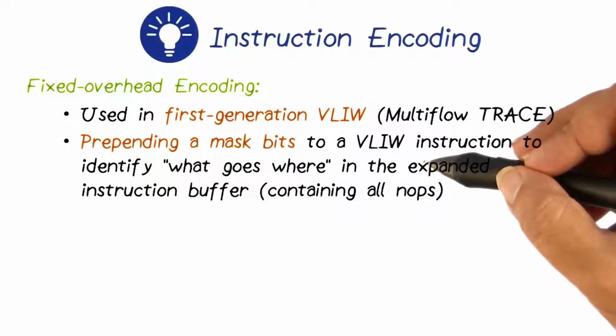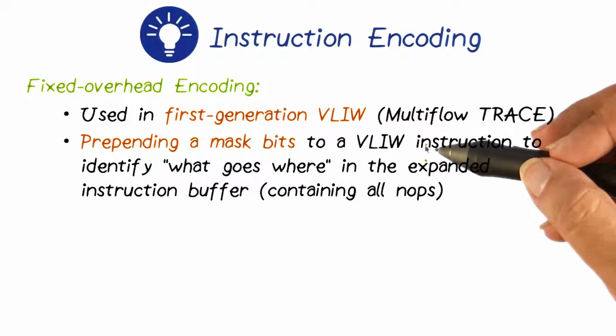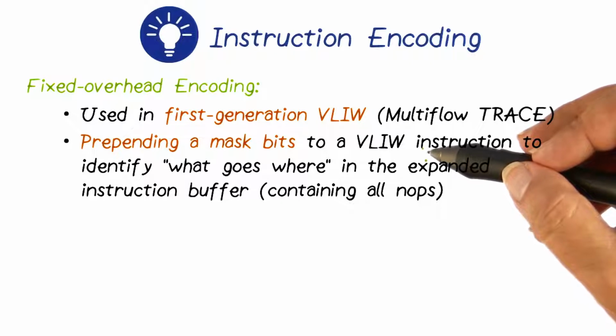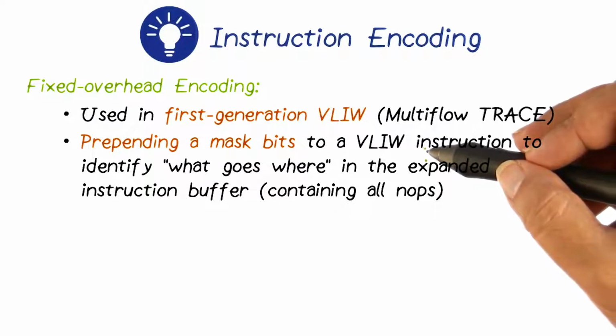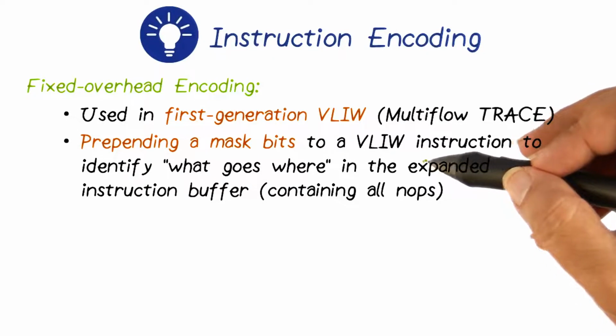Alright, let's look at some important encoding techniques for VLIW through examples. We're going to look at what is called a fixed overhead encoding. The big idea was to take the VLIW instruction, get rid of all the no-ops, but then also add a mask which has bits to tell us which of those active instructions goes in which slot in the expanded version. Let's take a look at the example now.